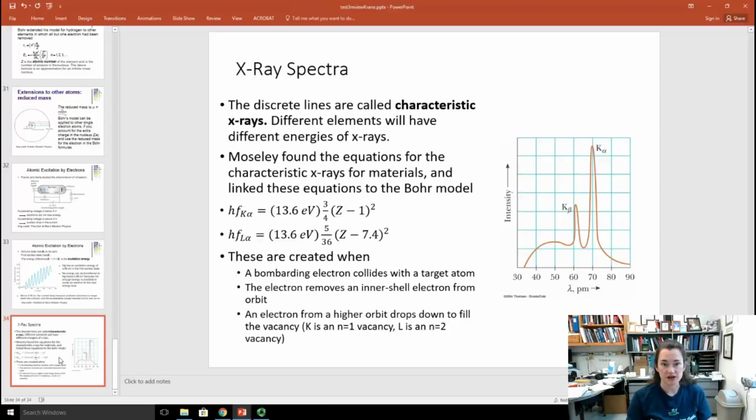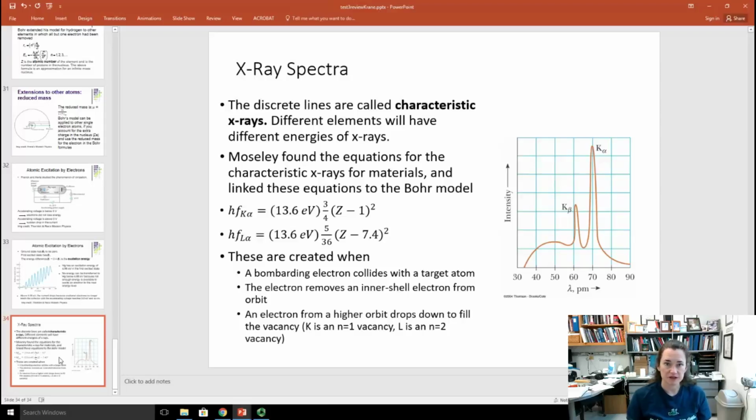Now, different elements have different energies of X-rays. Moseley studied these characteristic X-rays, and he found some equations. The energy of the K alpha X-ray is equal to 13.6 eV times 3/4 times (Z minus 1) squared. And then the energy of the L alpha X-ray is equal to 13.6 eV times 5/36 times (Z minus 7.4) squared.